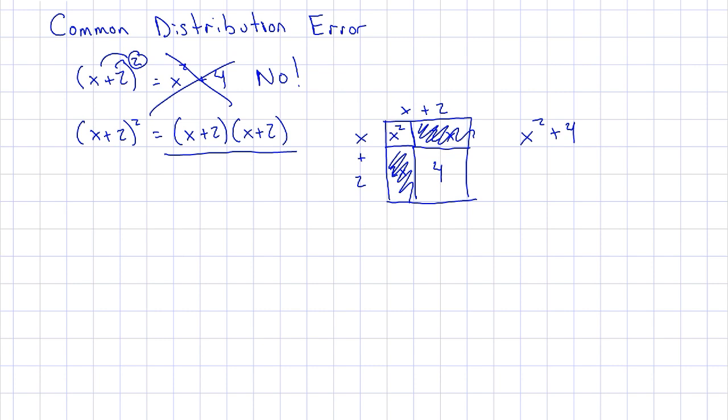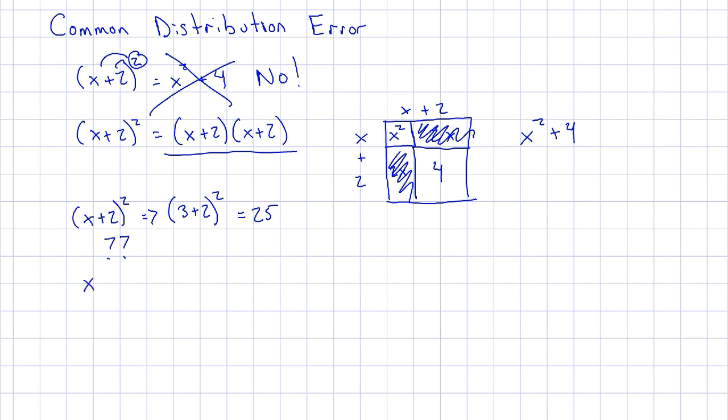The other way is you can actually plug in some numbers. So (x + 2)^2. Let's just plug in a number for x, because remember that variables can be anything. So let's say that x equals 3. So let's say we have (3 + 2)^2. Well, 3 + 2 is 5, and 5 squared is 25. Okay?